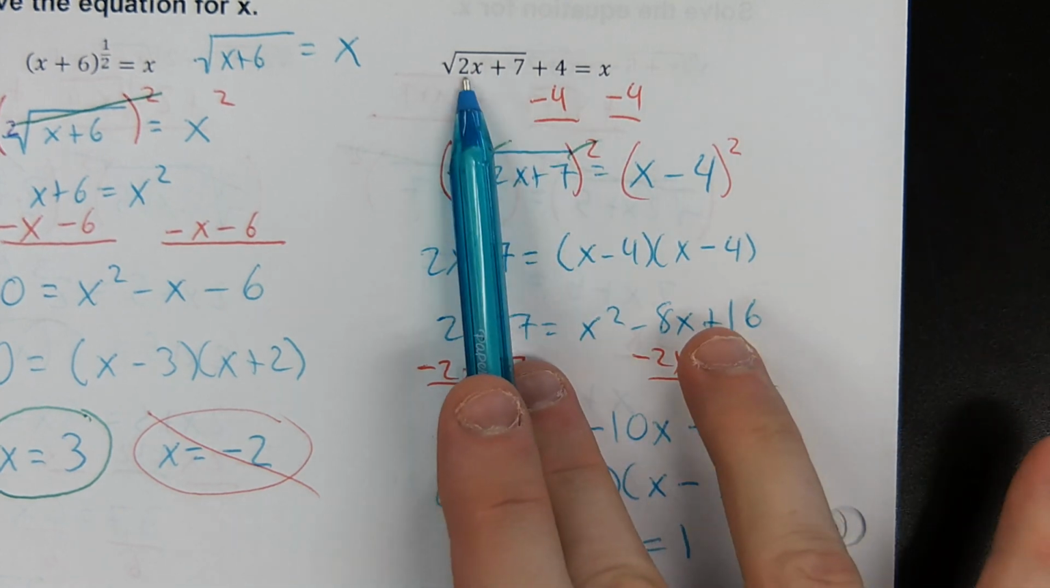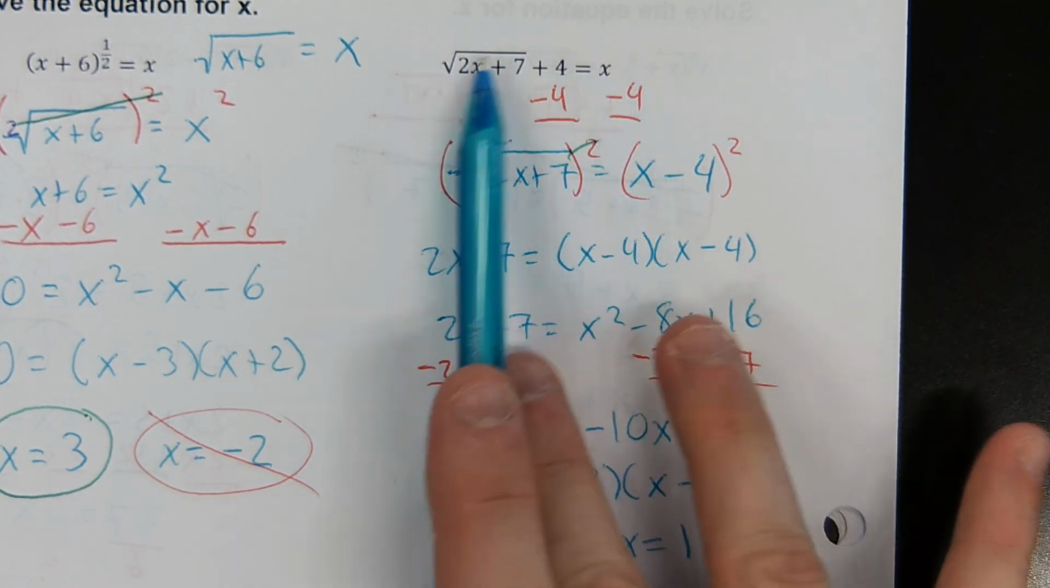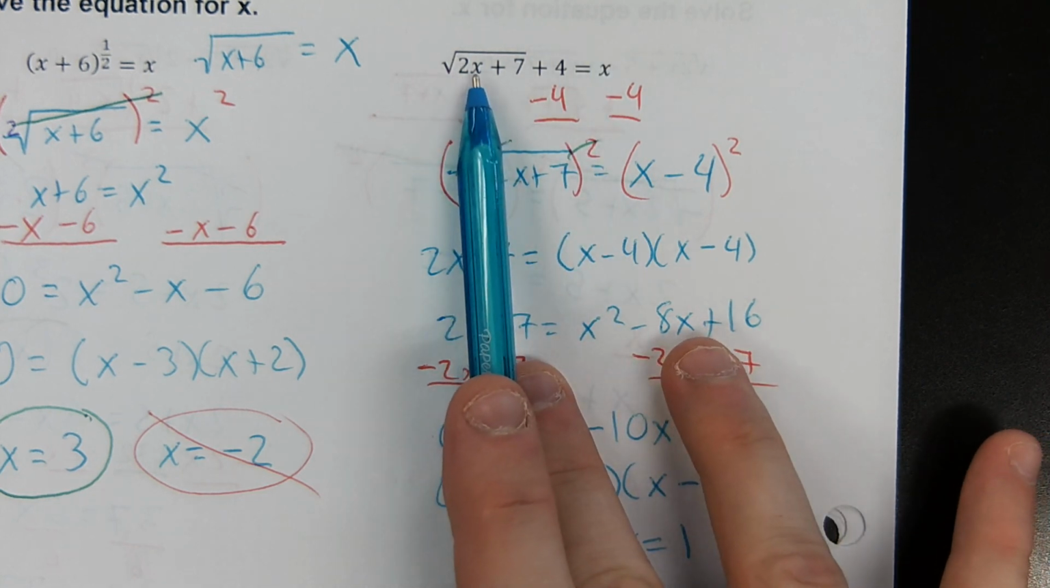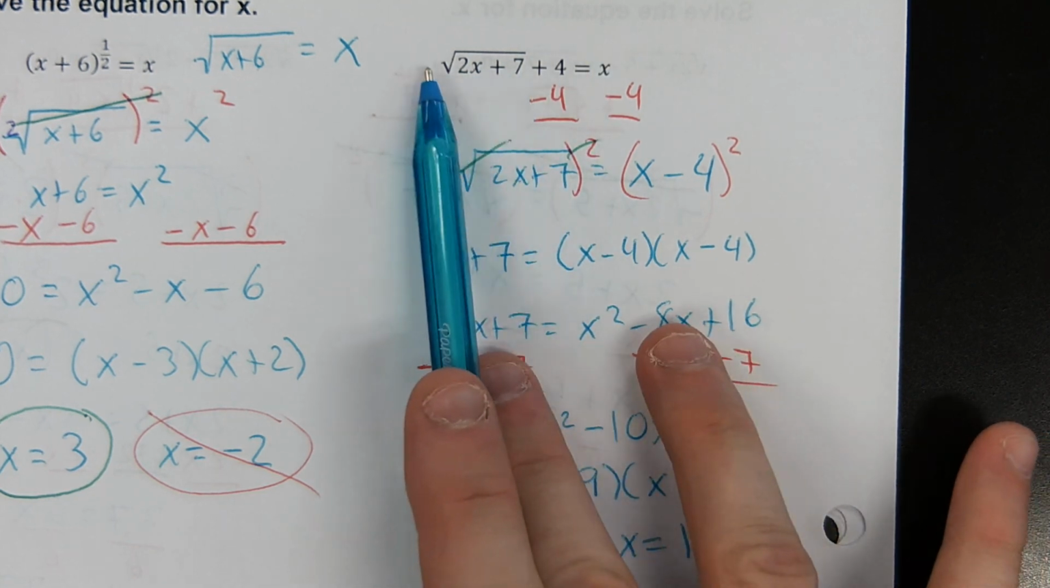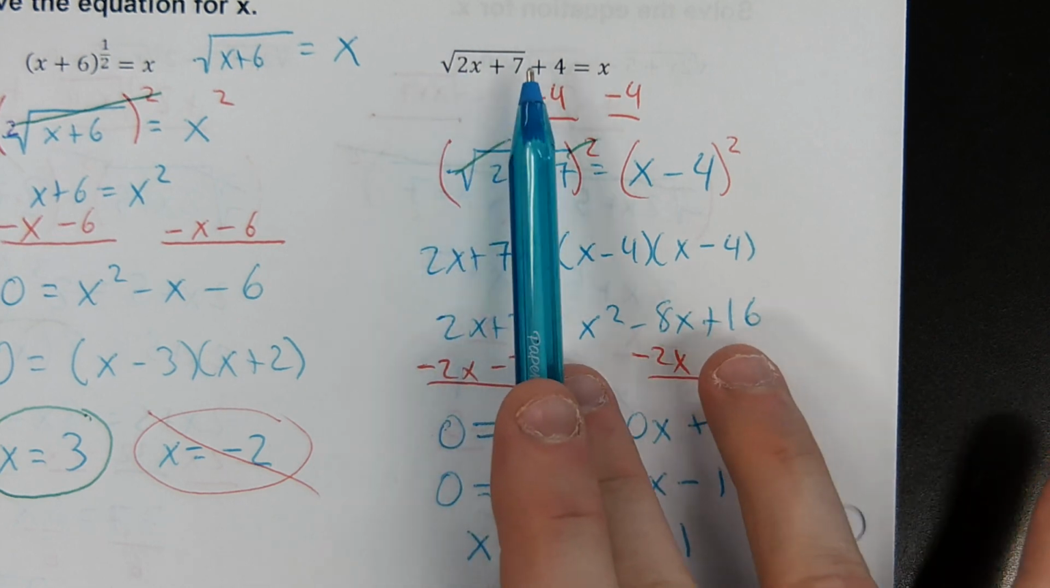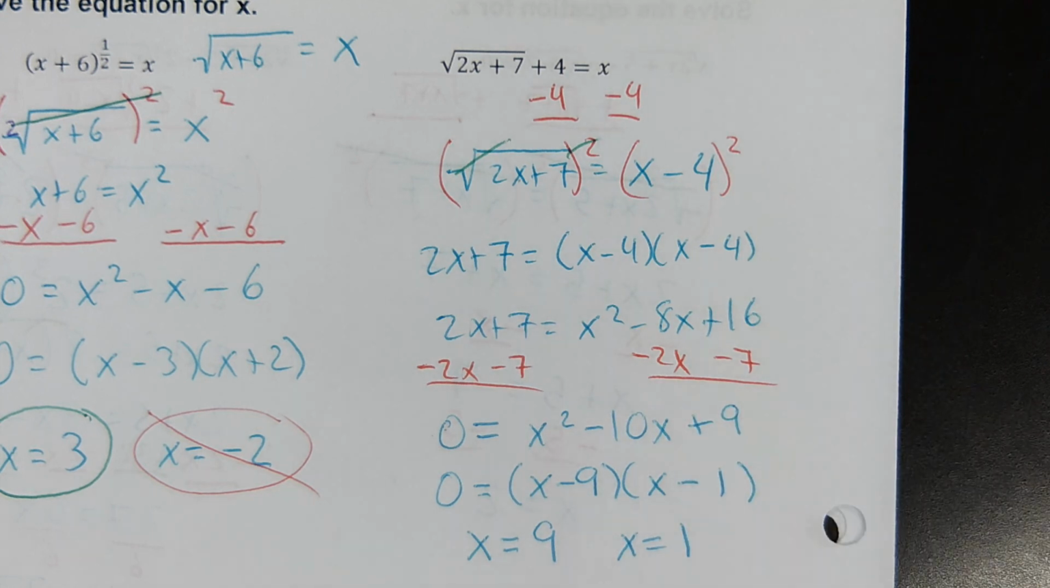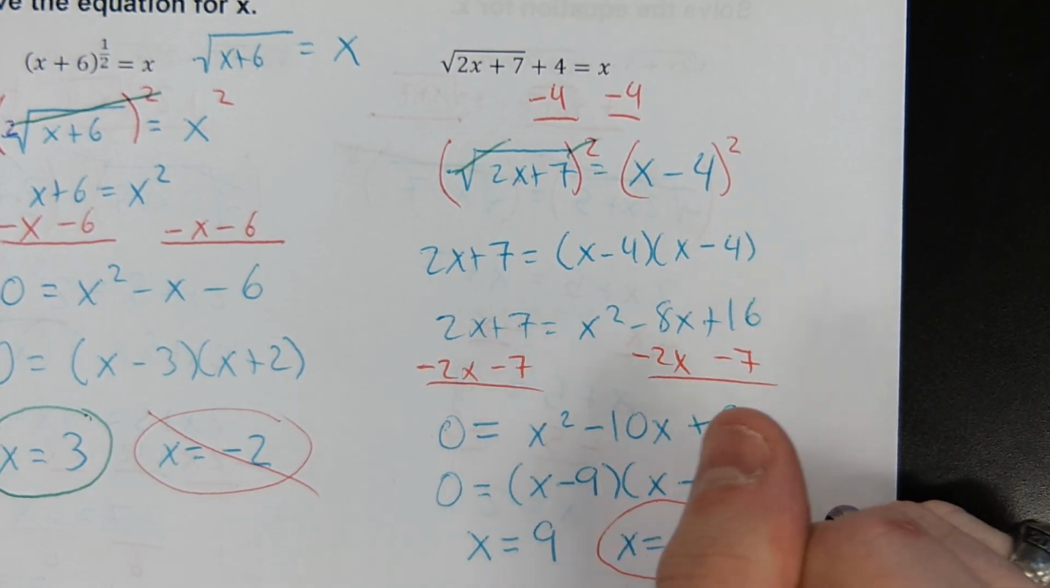Now let's plug in the 1. Remember, I'm plugging in a 1 here and a 1 here. So this left side needs to equal 1 in order for this to work. 2 times 1 is 2. 2 plus 7 is 9. Square root of 9 is 3. 3 plus 4 is not 1. So this answer fails.